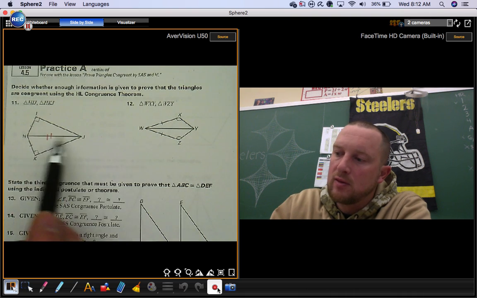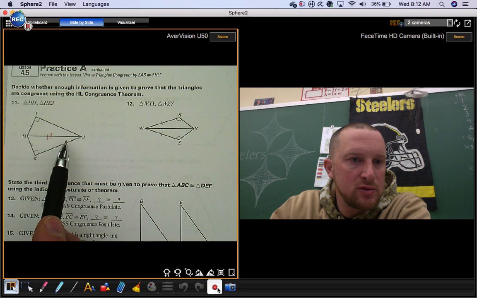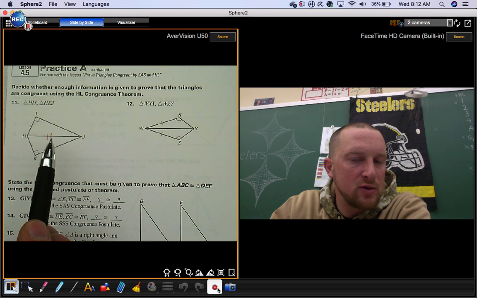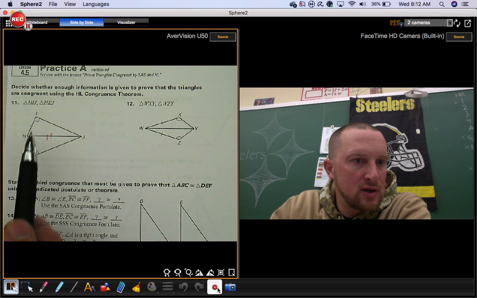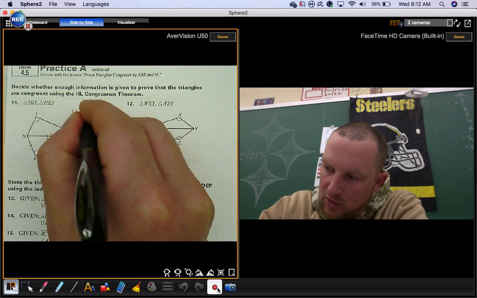You also have segment HJ on both triangles. That's the hypotenuse for both triangles. You have congruent hypotenuses and congruent legs in right triangles. That means these are definitely congruent triangles by HL.